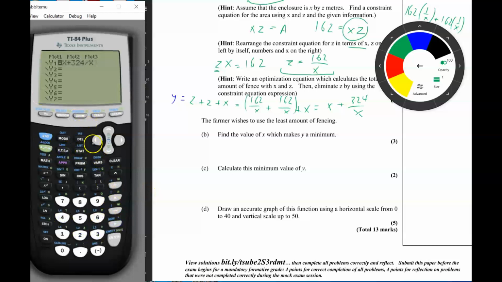Okay, and you know how I use the math function. Let's clear that. I'm going to use the math function so that I don't have to use parentheses for anything. So I'm going to do X plus, and then I can put math, number, go up, and then I'm going to put 324 on top, and then I'm going to put X on the bottom. Then I'm going to graph.